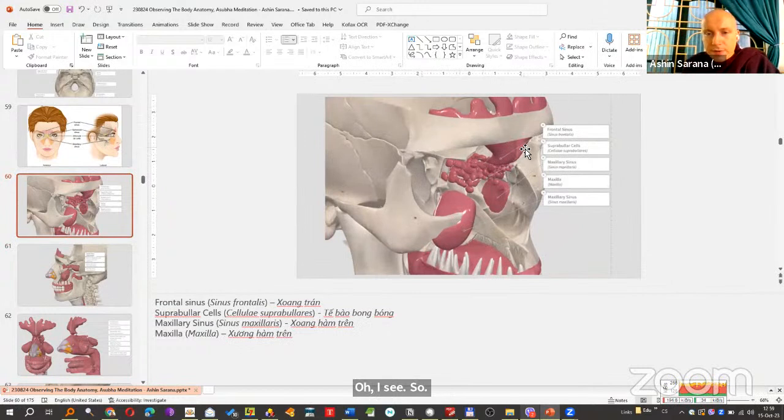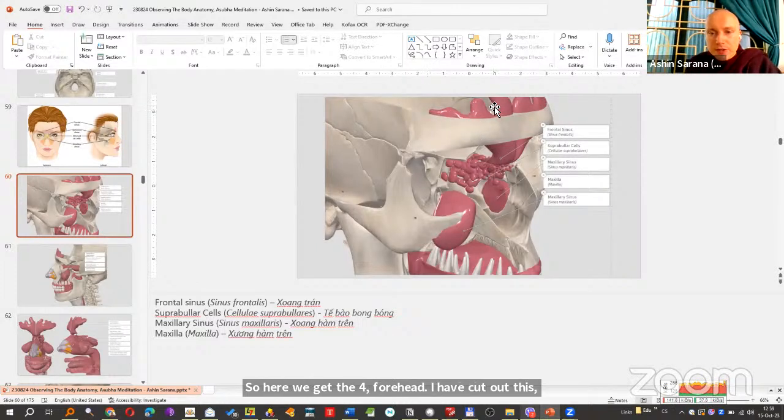So here we get the forehead. I have cut out this bone in the software that I use, but of course, all of these hollow spaces are just 2 big blobs. I kept a little bit of the bone there, so you are clear that this is indeed the forehead bone, the portion of the skull in the location of the forehead.